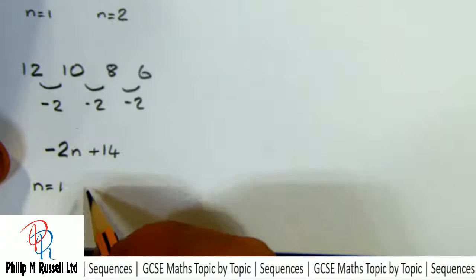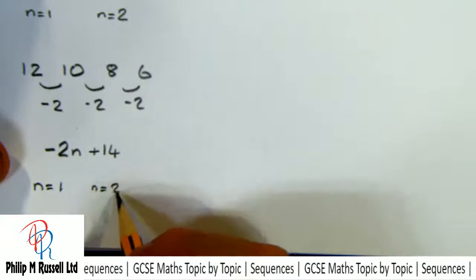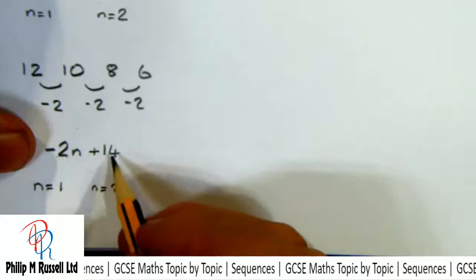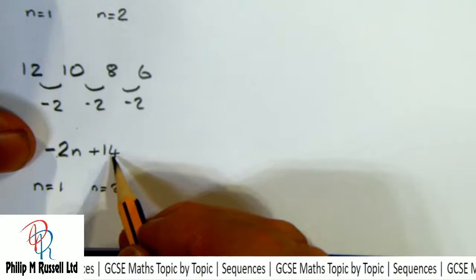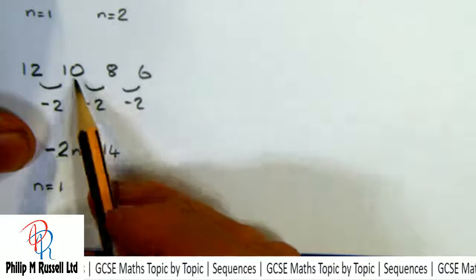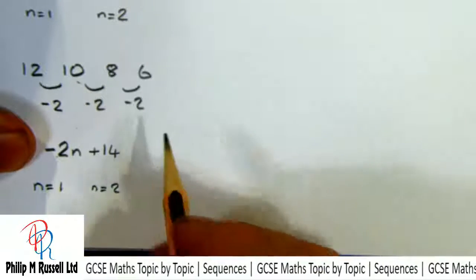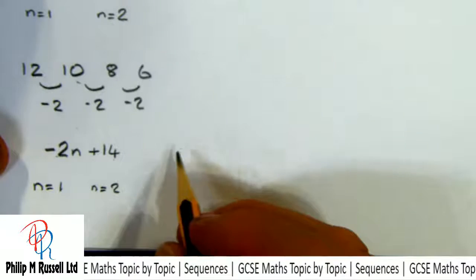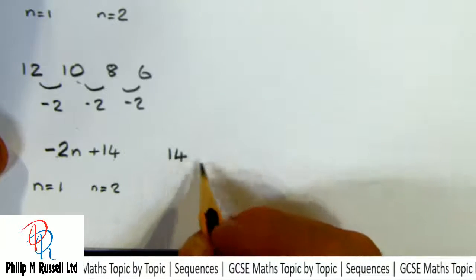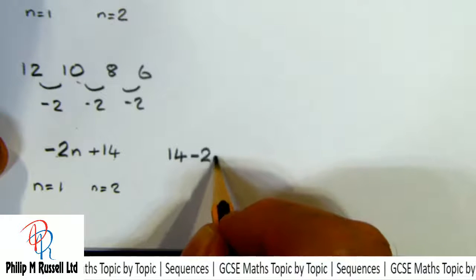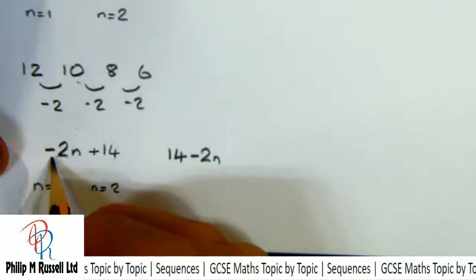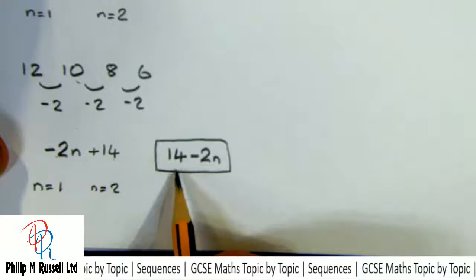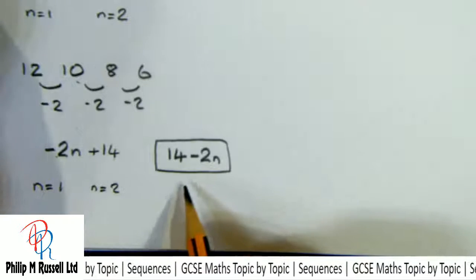Let's see what happens if n is 2. 2 times minus 2 is minus 4. Minus 4 and plus 14 gives me plus 10. So it's going to work. It's all right, but I think it might be better to write that as 14 minus 2n. I never like putting minuses at the front. And there we've got a sequence that's going down.